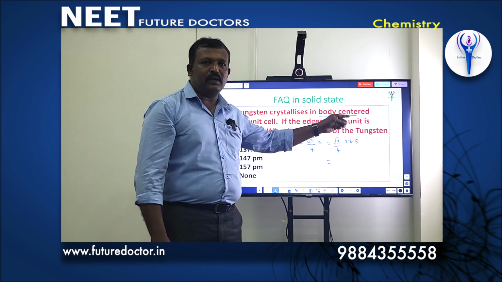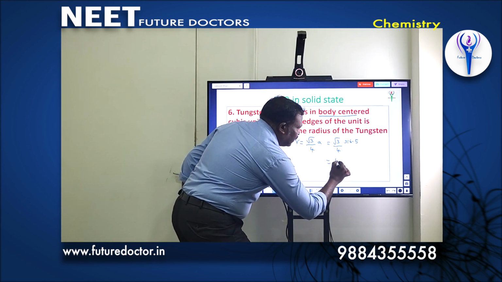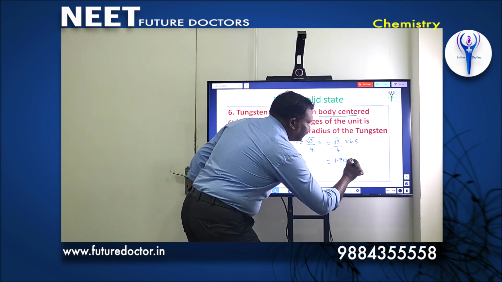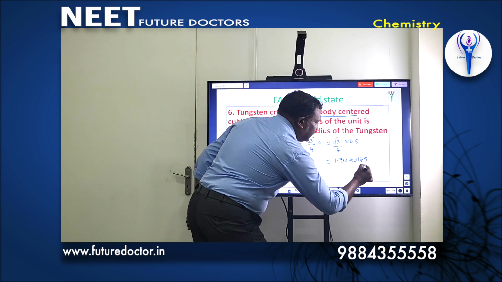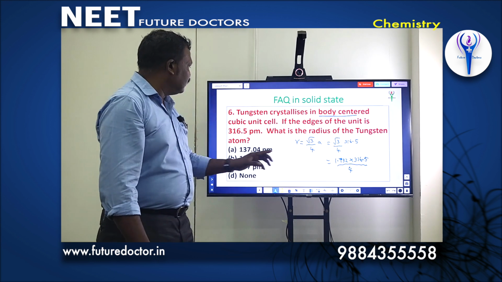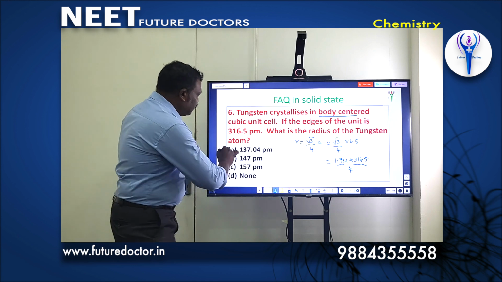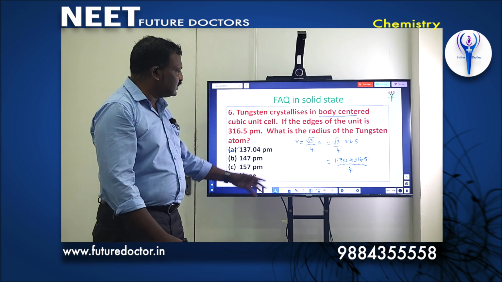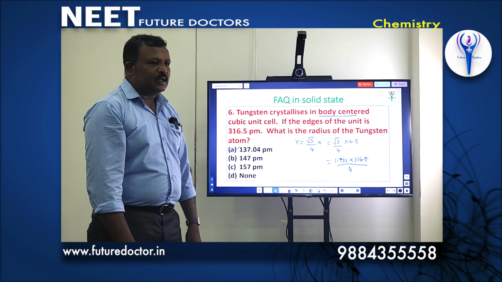So if we simplify, you can get the answer. For root 3 also you have to memorize always, then only it will be easy. Root 3 means 1.732. Okay, 1.732 into 316.5 by 4. If you solve this, we can get one answer. I know the answer, so then only I put a tick on this one. Are you following? Okay. So simple. Finally, that's the formula. If you know the formula, you can use it to get the answer.